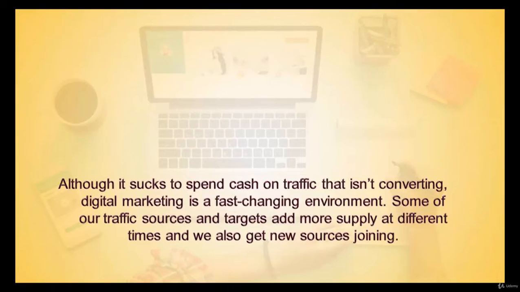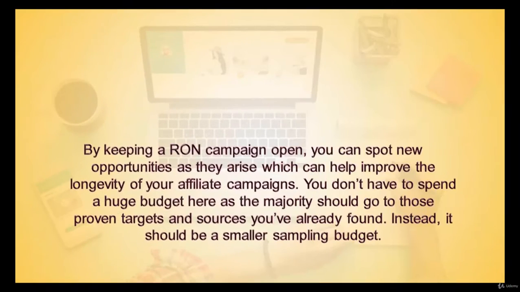Although it sucks to spend cash on traffic that isn't converting, digital marketing is a fast-changing environment. Some of our traffic sources and targets add more supply at different times, and we also get new sources joining. By keeping a RON campaign open, you can spot new opportunities as they arise, which can help improve the longevity of your affiliate campaigns. You don't have to spend a huge budget here, as the majority should go to those proven targets and sources you've already found. Instead, it should be a smaller sampling budget.